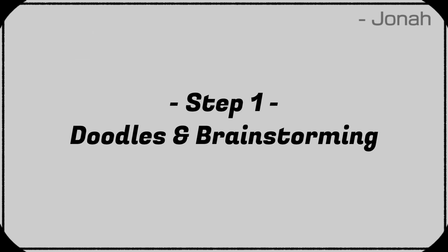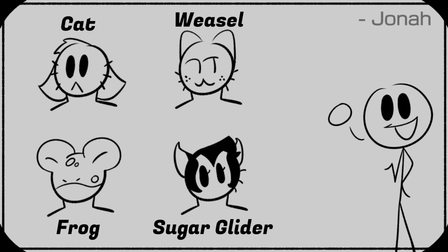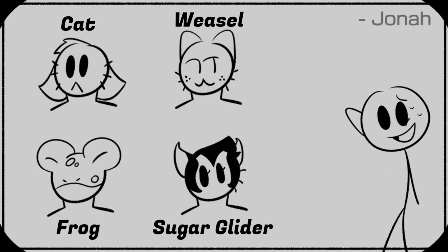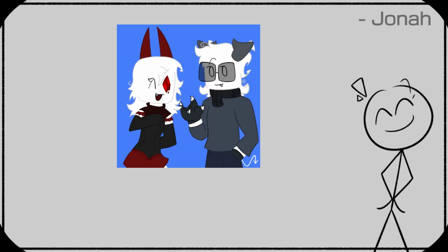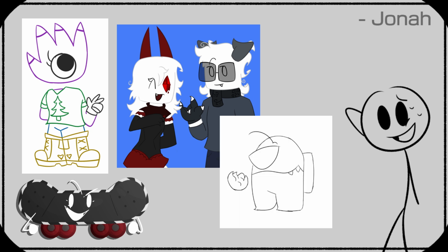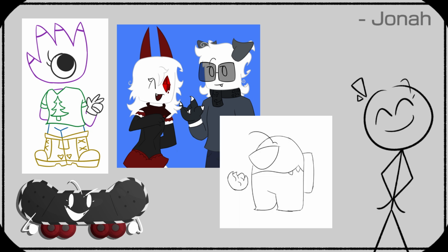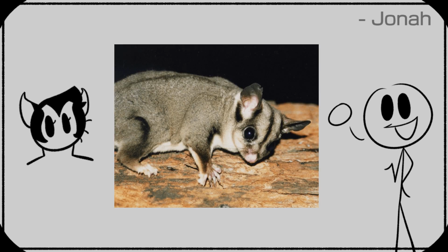Step 1. Doodles and brainstorming. Characters don't just pop into my head and become a reality. I actually start off by making a lot of simple sketches and doodles. Most of my characters are based on real-life creatures, but you don't have to stop there. I've made demons, objects, Among Us, and a lot of others. For my demonstration today, I'll be making a character based off of a sugar glider.